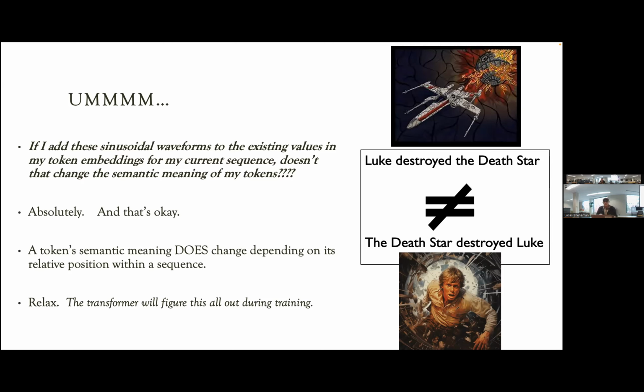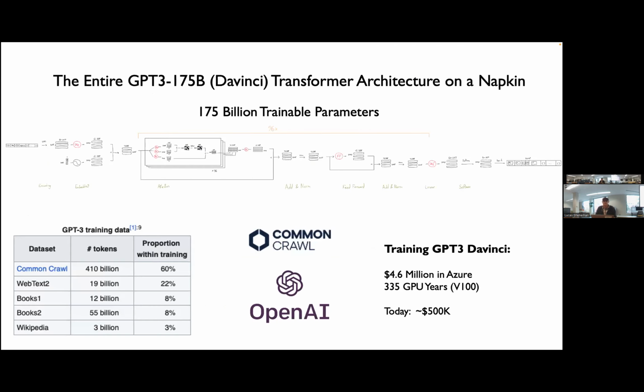But again, the transformer, if you do this in a consistent way, applying this sinusoidal pattern for positional encoding on your matrix, then the transformer just figures it out as it goes, and learns that nuance in that signal.